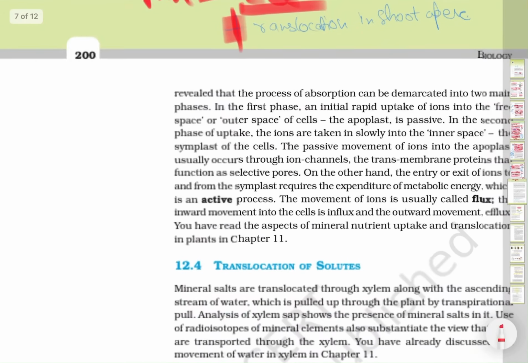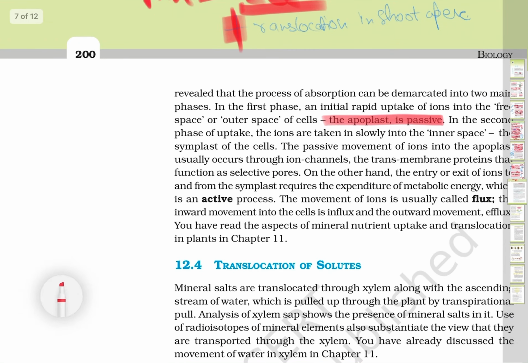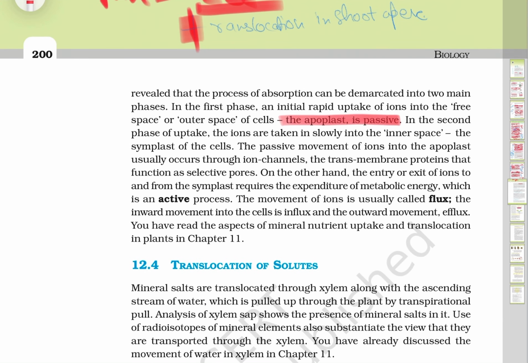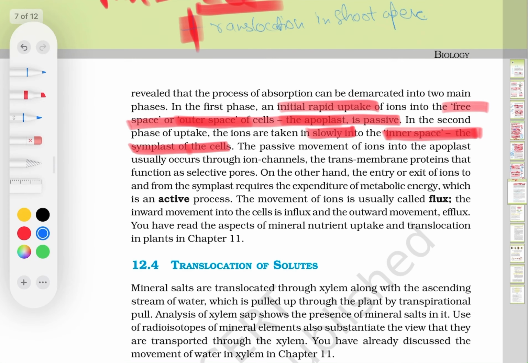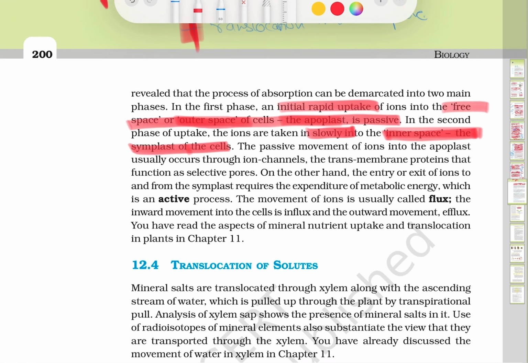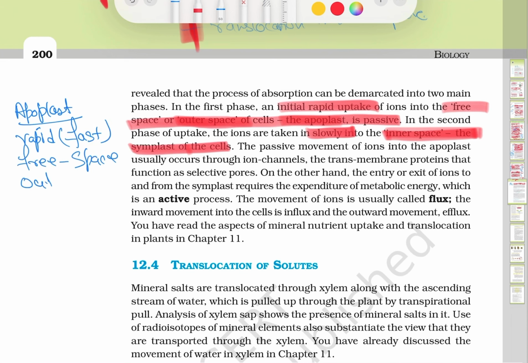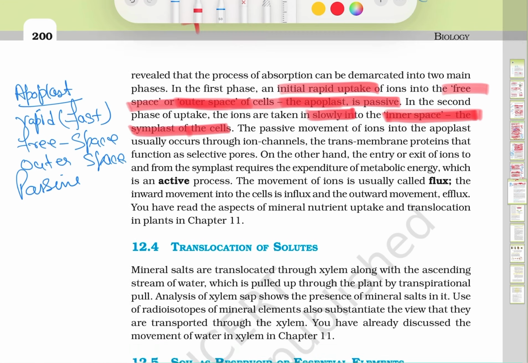In the second phase of uptake, the ions are taken slowly into the inner space, the symplast of the cell. Outer space, or free space, is called apoplast. Inner space is called symplast. Apoplast is rapid, fast, free space or outer space, and it's passive. Symplast is slow, inner space, and it's active.